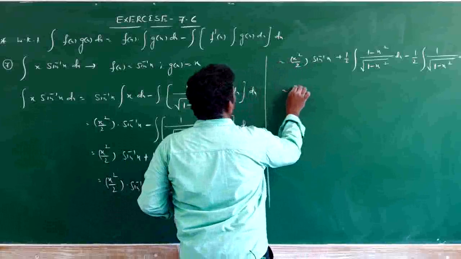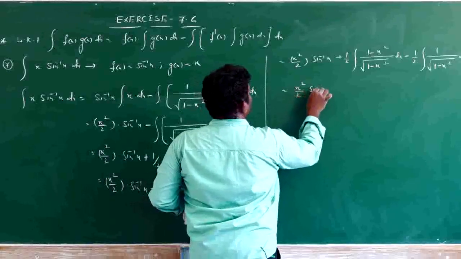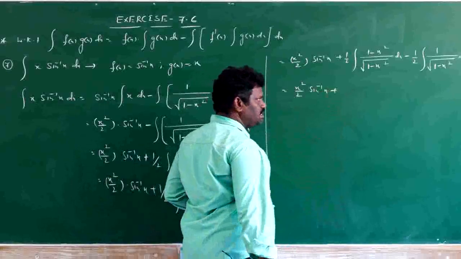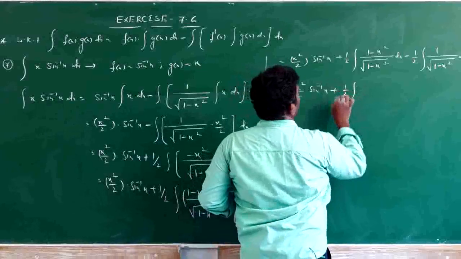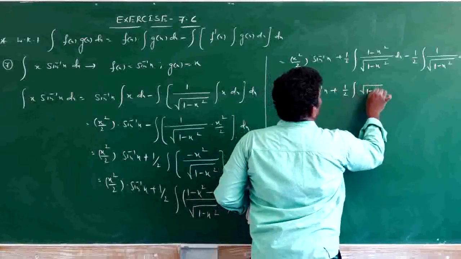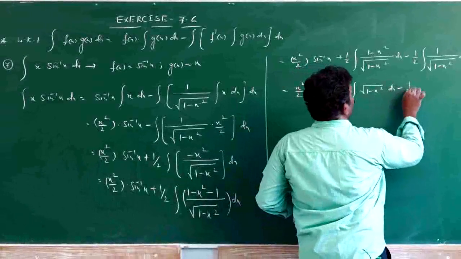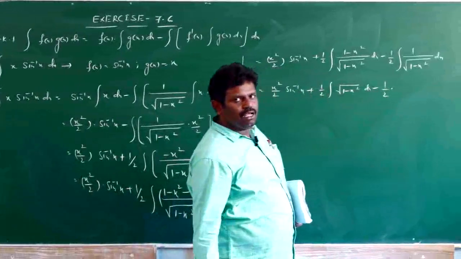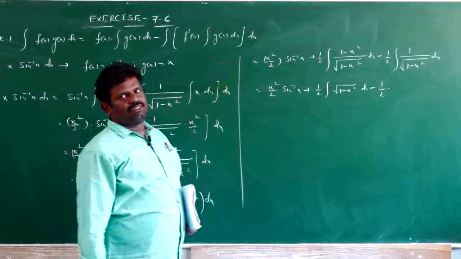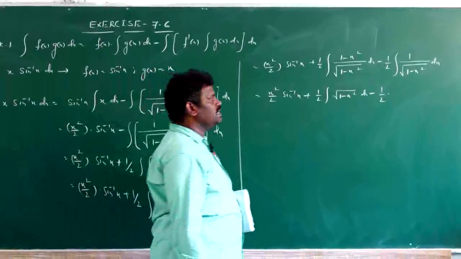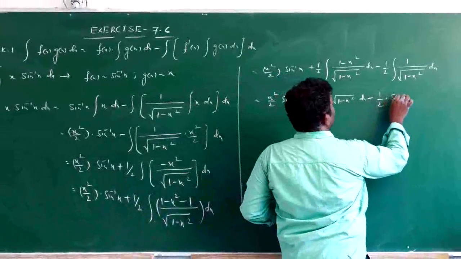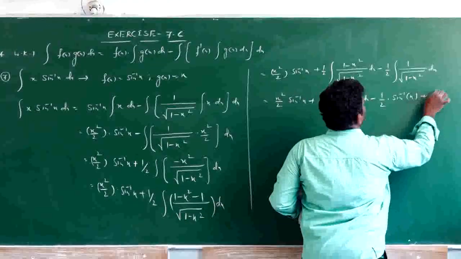Now again, what we have done here: x square by 2 times sine inverse x, plus 1 by 2 times the integral of square root of 1 minus x square dx, minus 1 by 2 times the integral of 1 by root of 1 minus x square dx. For the formula 1 by root of a square minus x square dx, the value is sine inverse of x by a. So this is sine inverse x plus c.